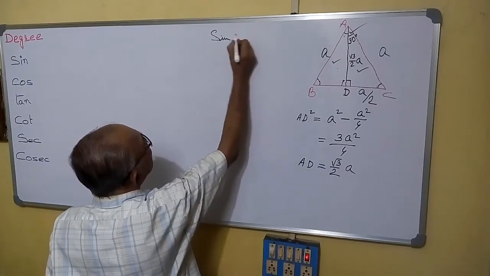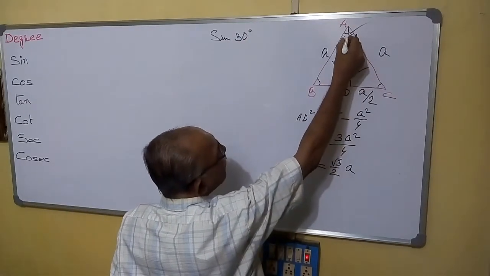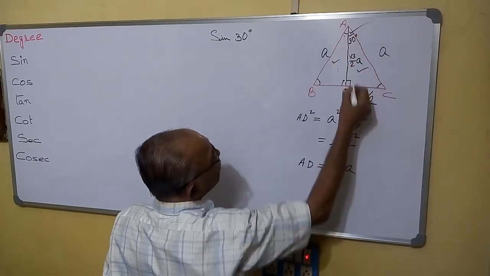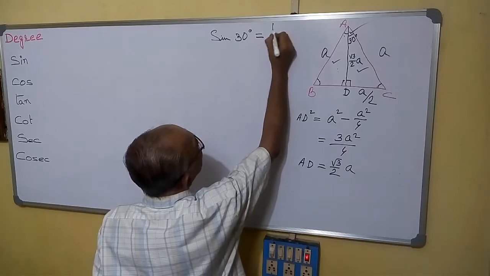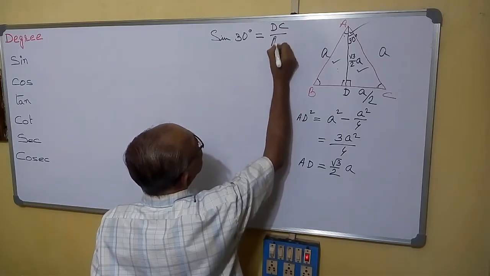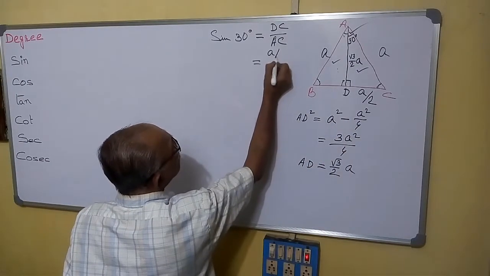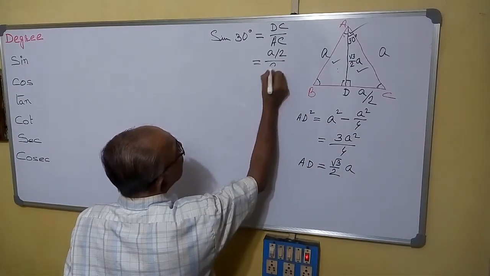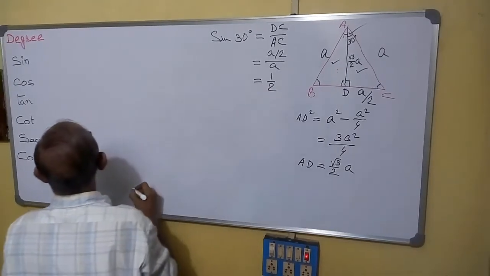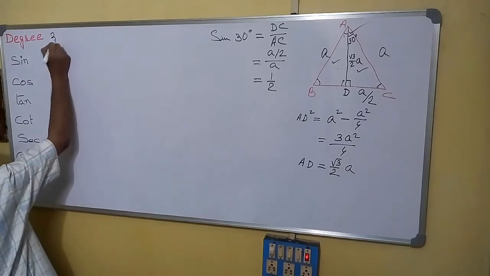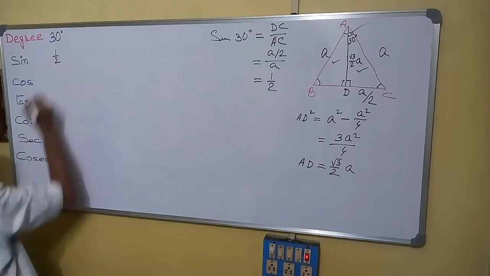Sine 30 degree. Sine of this angle is perpendicular by hypotenuse. Perpendicular is DC and hypotenuse is AC. DC by AC, DC is A by 2 and AC is A. So it is equal to half. So we are getting sine 30 is half.